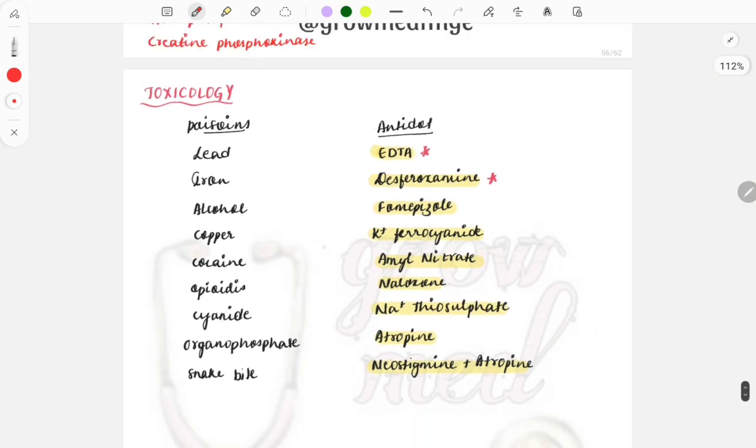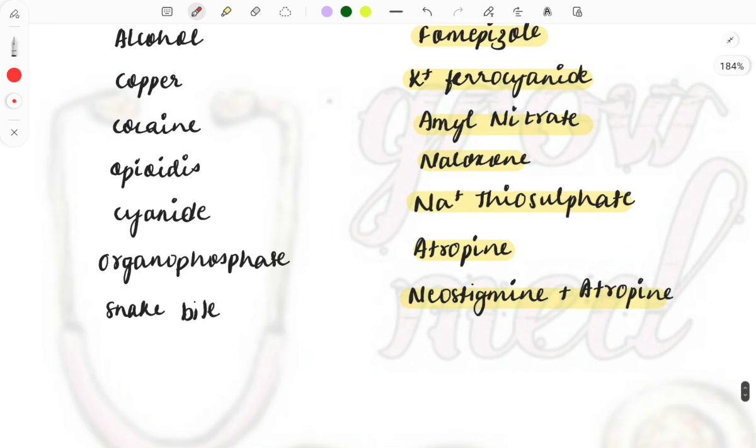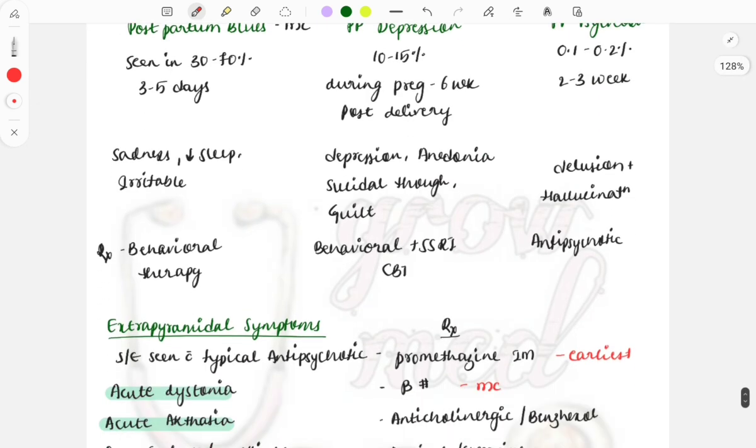Then these are the toxins and their antidotes. Okay, so for lead we will be using EDTA, iron desferrioxamine, alcohol fomepizole, for copper it is potassium ferrocyanide, for cocaine amyl nitrate, opioids naloxone, and for cyanide sodium thiosulfate, then organophosphate, and the snake bite. Okay, so do read all the things once again so that you do not miss any of these important points.